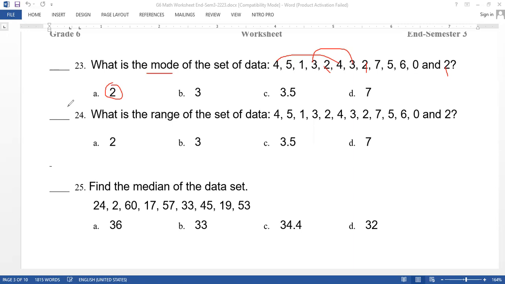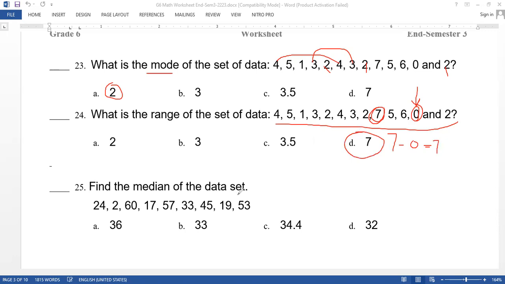Number 24, what is the range of the set of data? For the range, I just want to pick the least value and the greatest value. Because we have 0, it's the least value. The least value is 0. And the greatest, take care guys, 0 is considered a value. And the greatest value is 7. So I make 7 minus 0 equals 7. So the range is 7.